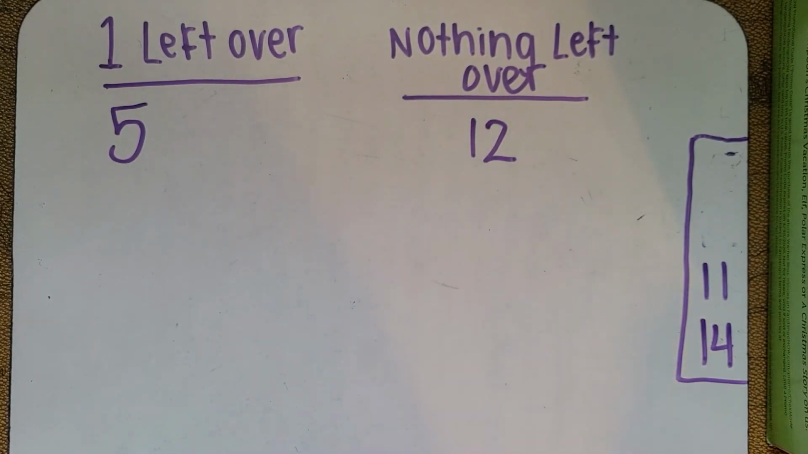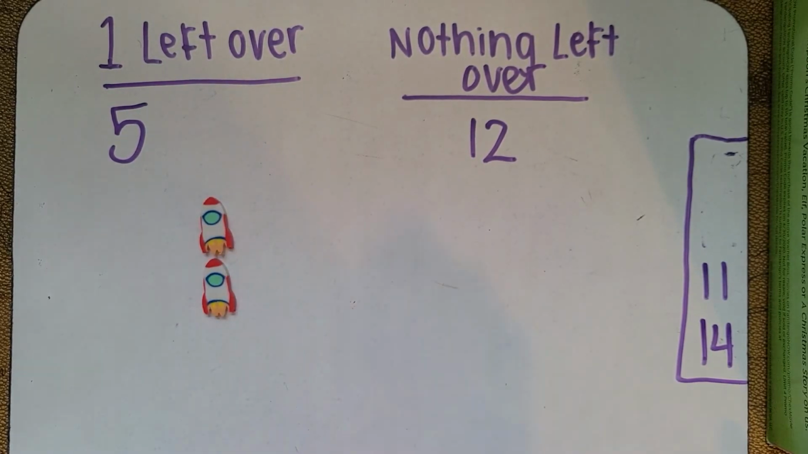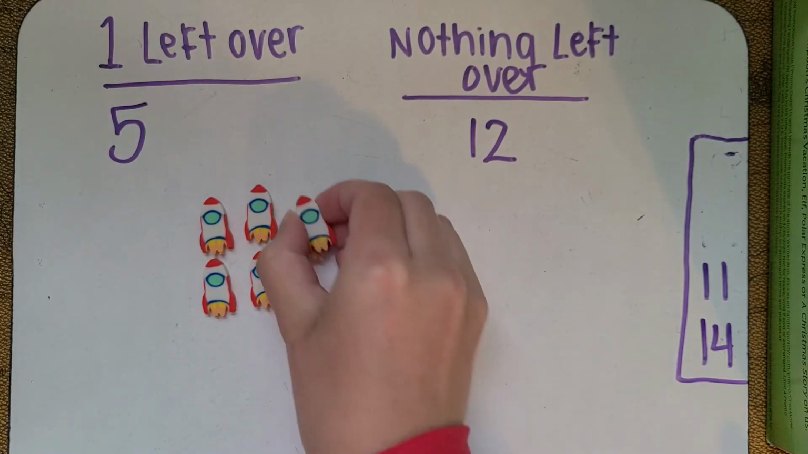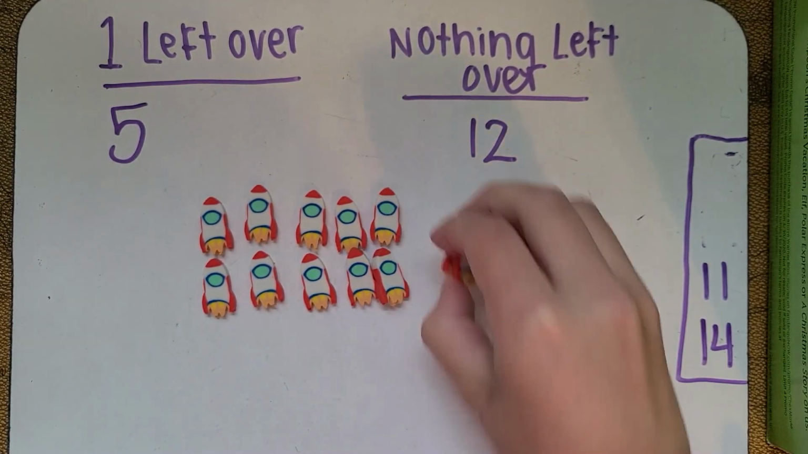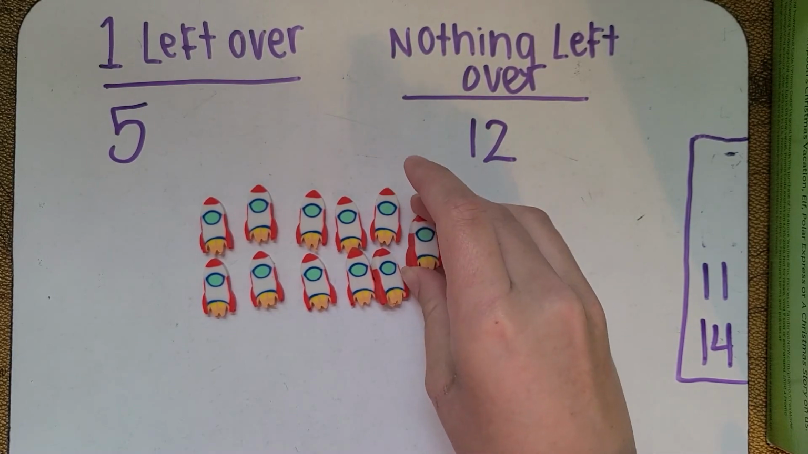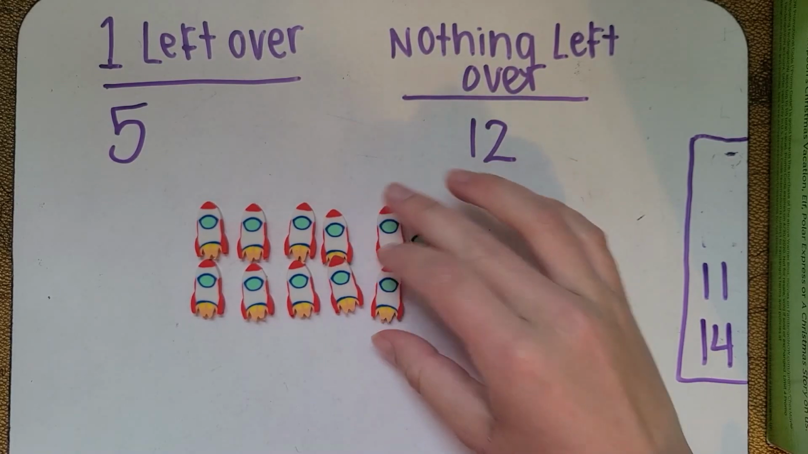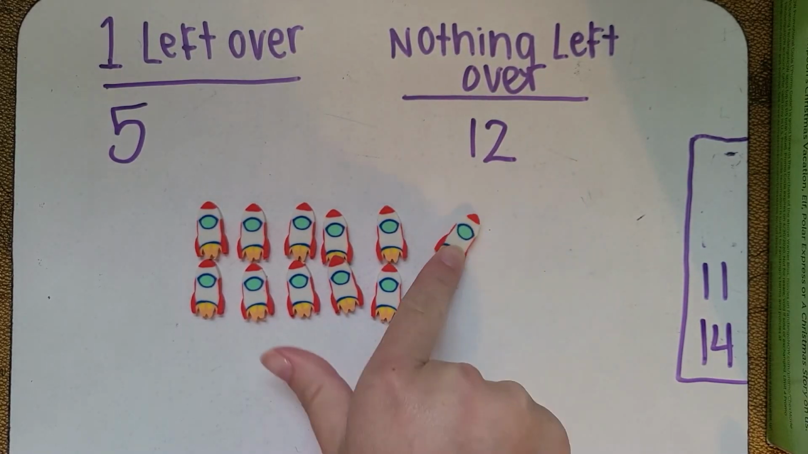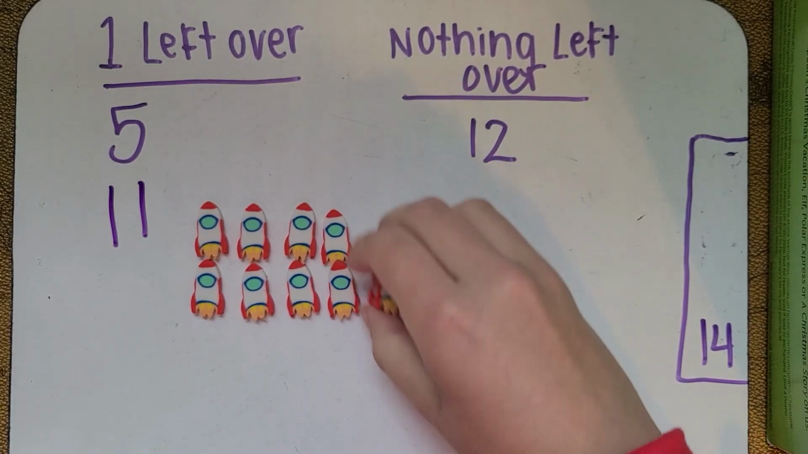My next number is 11. So again, count with me or count in your head. 2, 4, 6, 8, 10, and oh, I can't go to 12 because I already made 12. We're doing 11. All right, so these rockets all have pairs over here. But look, we have 1 lonely rocket ship left over. So I'm going to take 11, that's the number I just made, I'm going to put it in the 1 leftover column. All right, going to collect all my rockets.